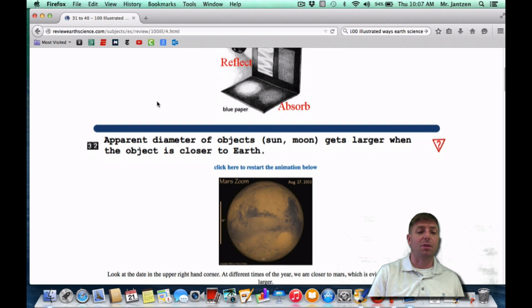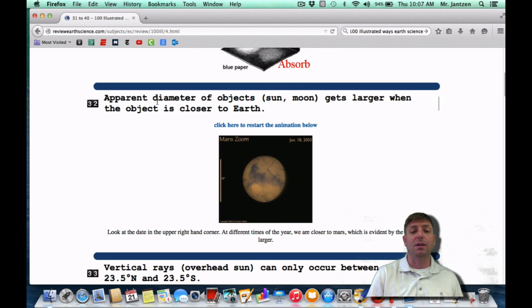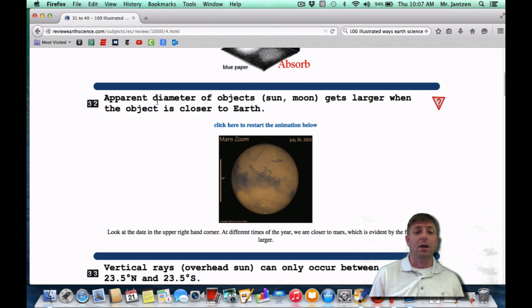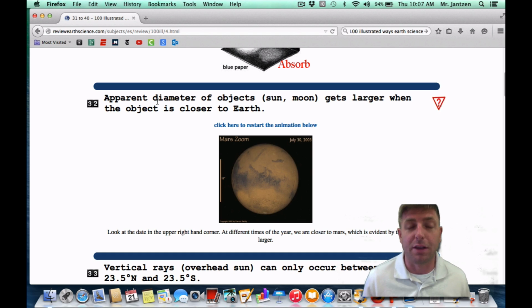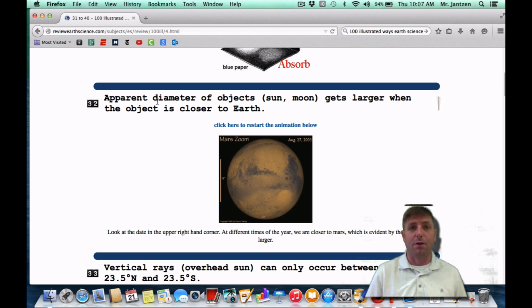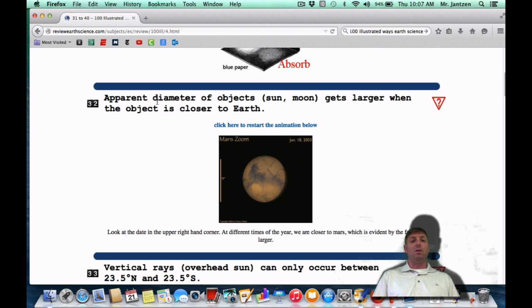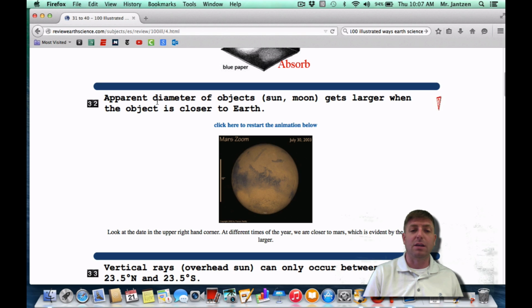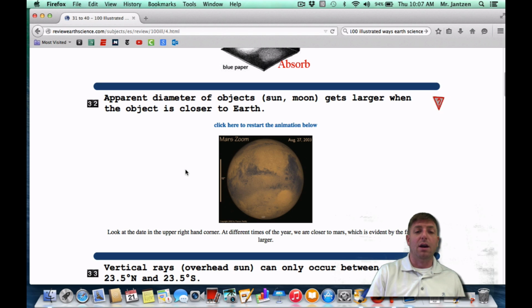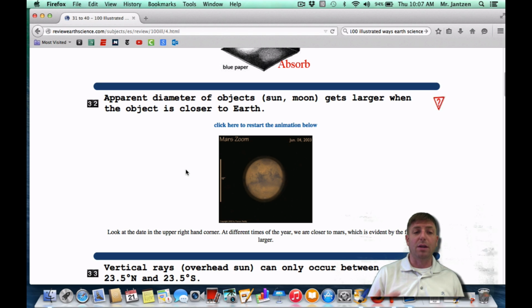Number 32, the apparent diameter of objects like the sun and the moon get larger when the object is closer to the Earth. The closer you are to an object, the bigger it's going to appear. Just like, if I come closer to the camera, I'm going to look larger to you, and as I get further from the camera, I'm going to appear smaller to you, okay? So it's the same deal with what's going on in this animation here. The closer you get to the object, the bigger it's going to appear, okay?